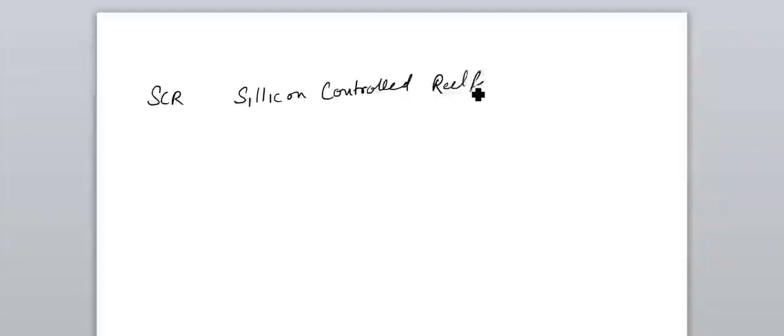Okay, now for SCR, this is called a silicon controlled rectifier. Silicon controlled rectifier. Okay, now first of all, thyristor. In most books, and even in my lecture, I will say thyristor, but I mean SCR. Okay, so what is thyristor and what is SCR?